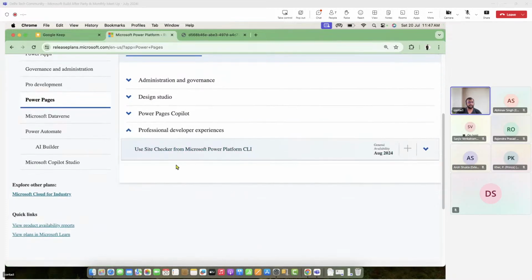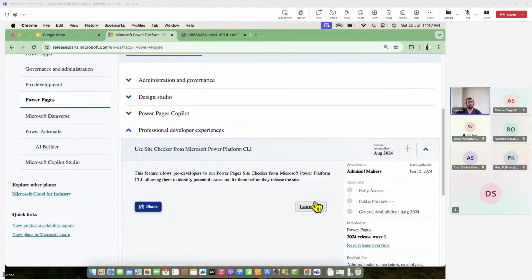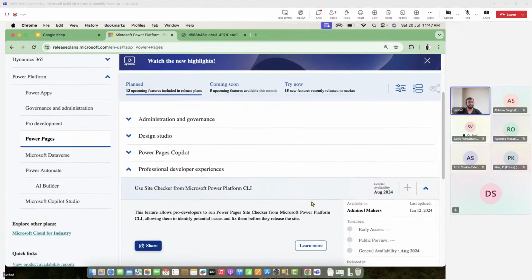And on professional developer experience, site checker from Power Platform CLI will also be available in August 2024, very soon. So many important aspects around Power Pages as well.